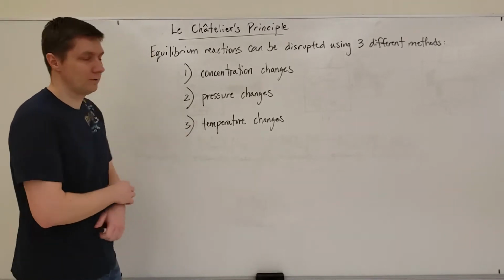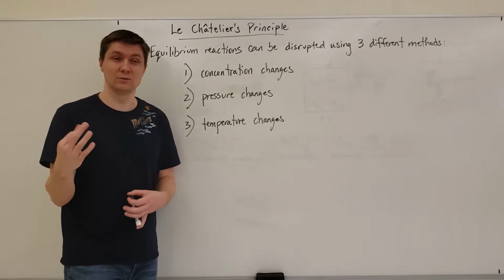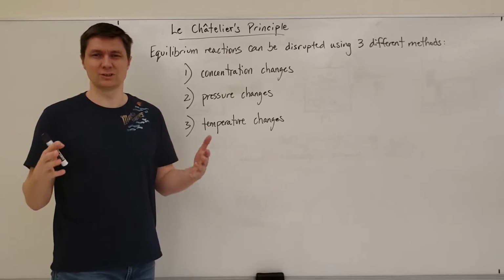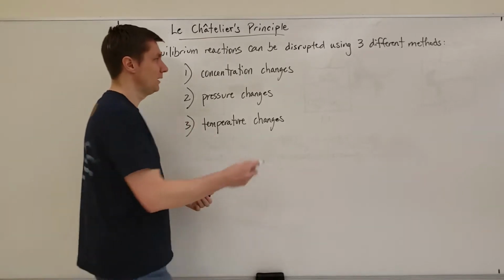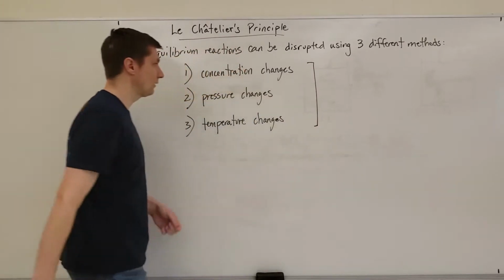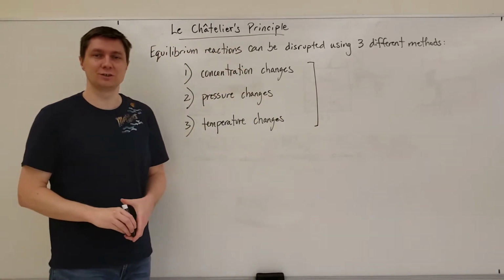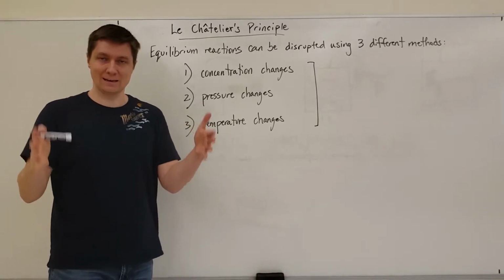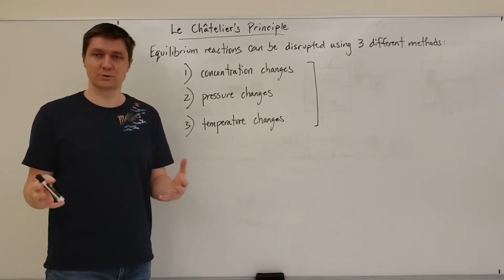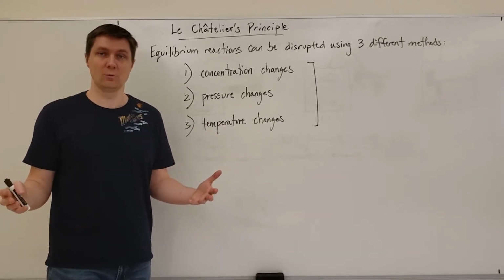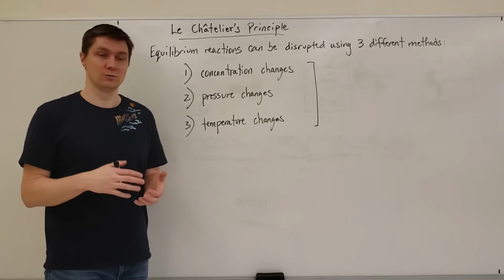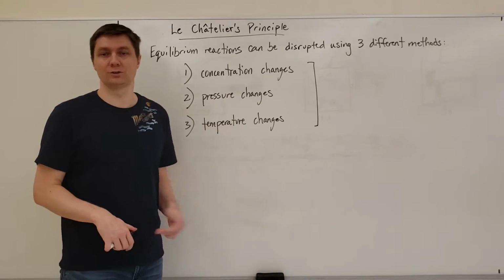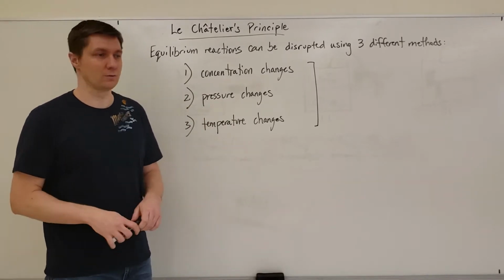So if you take a look at the board here, you can see that there's three methods that we can use to disrupt an equilibrium. And these are what we refer to as stresses on the equilibrium. So we've got concentration changes. If we change the concentration of either the reactants or the products of a reaction that is at equilibrium, then there's going to be a disruption to that equilibrium. It's not going to be an equilibrium anymore. And what is that reaction going to do to get back to that state of equilibrium? We can also change the pressure and we can also change the temperature. And these are the three stresses that you can place.